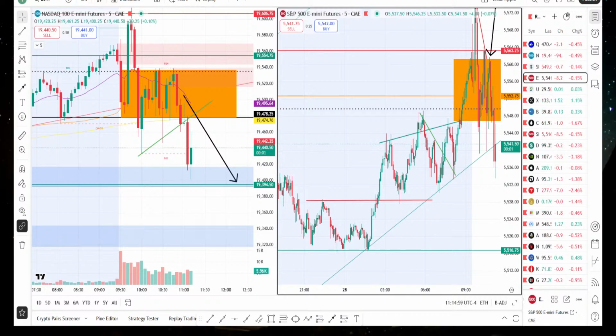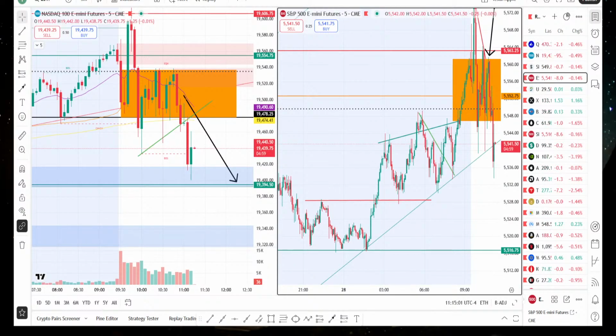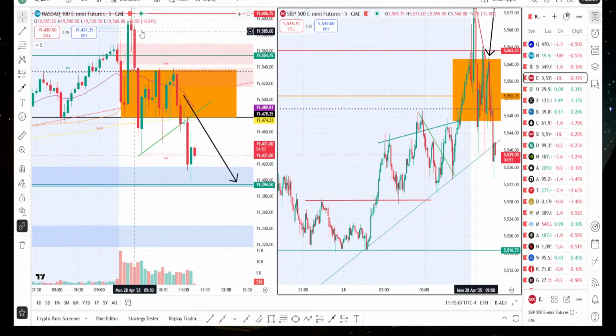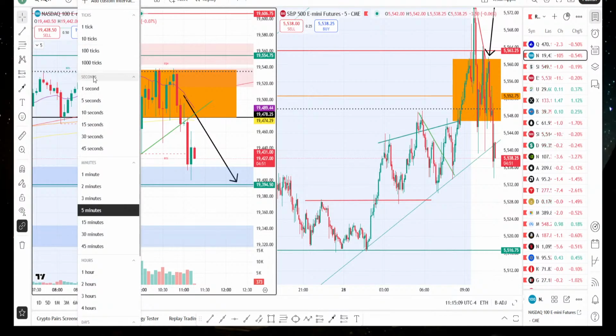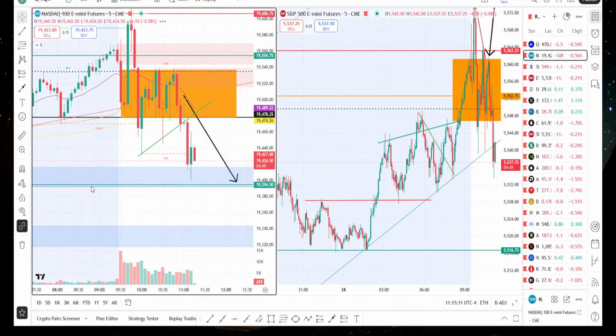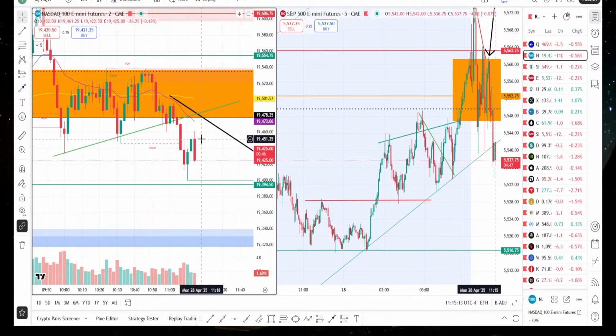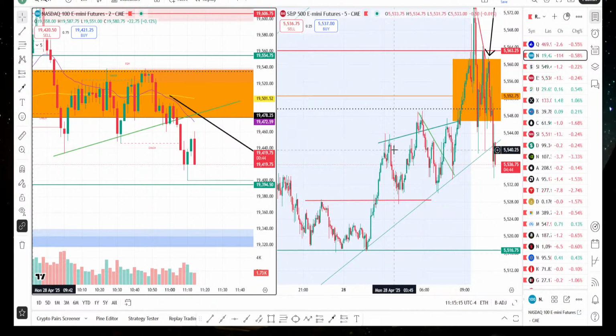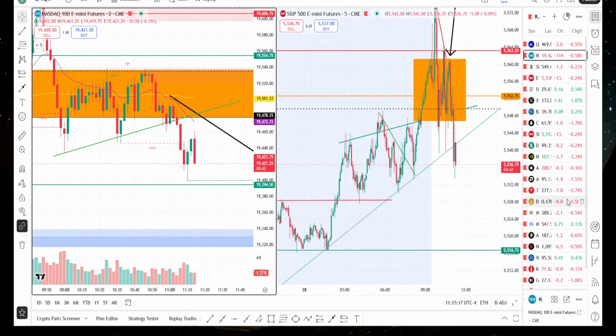Sellers are jumping back in here. This could be another push lower. Hey, they are here. Let's go down to the 2-minute time frame so you guys see it. Closer look here. There we go. That looks better. Yes, sir. Oh, I gotta close this.